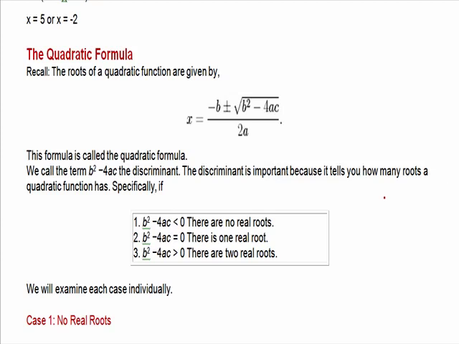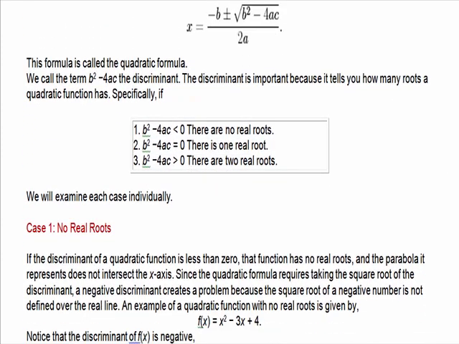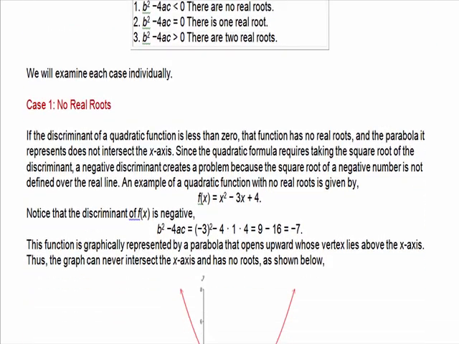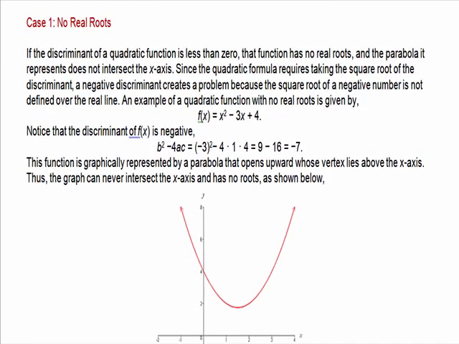Specifically, and I'm sure many of you remember this, if b squared minus 4ac is less than 0, there are no real roots. If b squared minus 4ac equals 0, there is one real root. And if b squared minus 4ac is greater than 0, there are two real roots. So what we're going to do is examine each case, each situation, individually. So let's first look at case 1, no real roots.